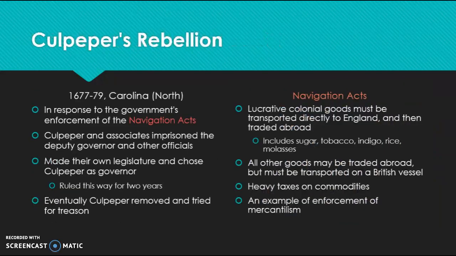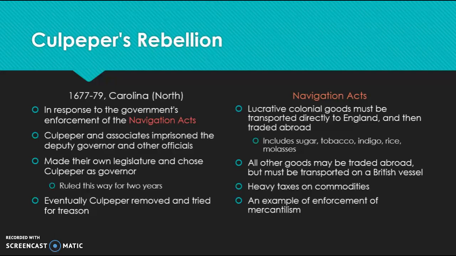Okay, moving along. Here we have Culpeper's Rebellion, and this is in North Carolina, so between 1677 and 79, and this is a rebellion against the Navigation Acts, and I've put them over here on the right so you can be aware of what those acts are. These were first implemented by Charles II, and then they were cracked down on by William and Mary eventually. So these Navigation Acts are an example of enforcing mercantilism. So keeping the money in the nation that the colony belongs to, making sure that all the profits are going back to England, for example.